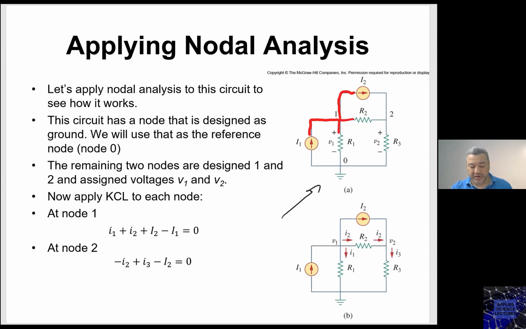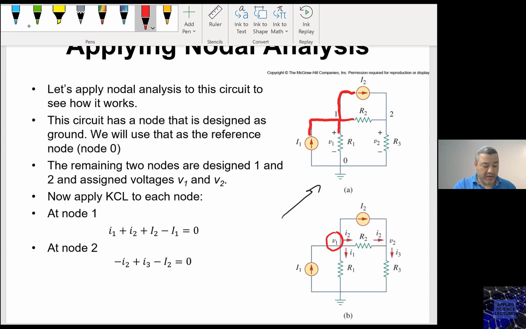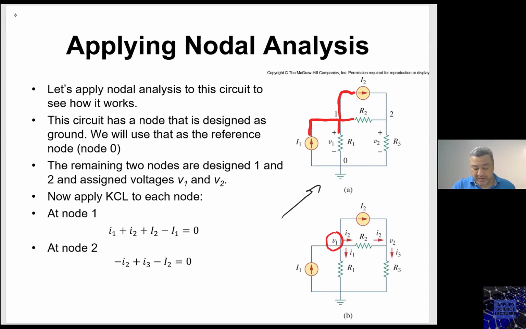This is one electrical node, and that's why, if you notice here, we gave it V1. So this is one of our variables. The second one is this one, and that's why here we gave it V2. We assigned it the voltage of V2.